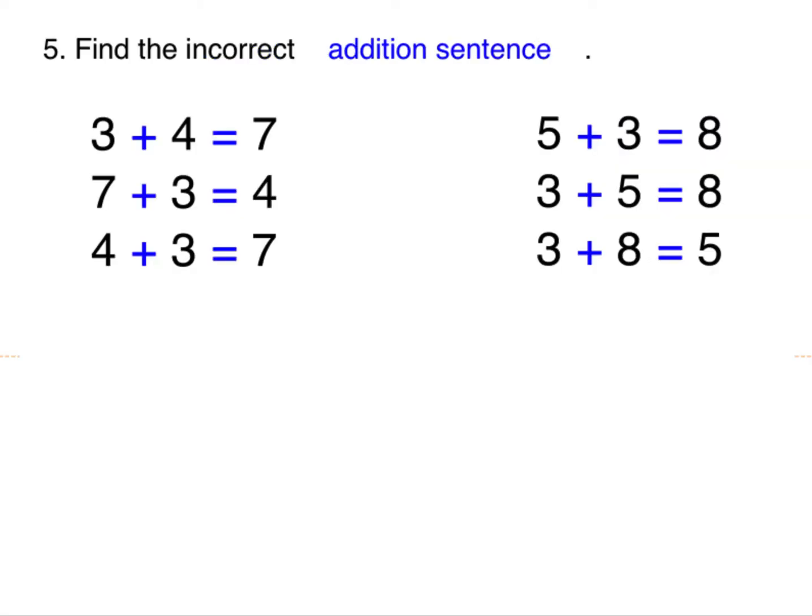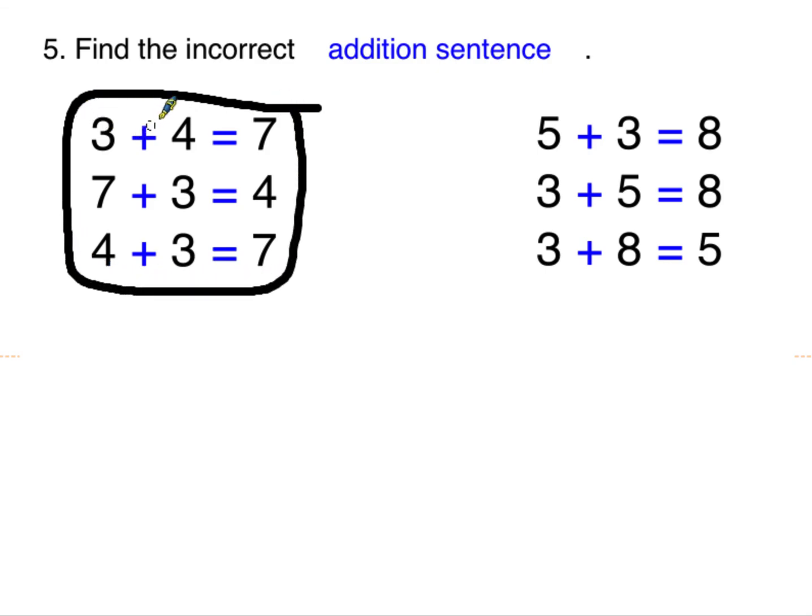So you should find a mistake somewhere. There's a mistake in here. 3 plus 4 equals 7. 7 plus 3 equals 4. 4 plus 3 equals 7. Well, we're doing plus, so the biggest number has to come last. That's not this one. Plus, biggest number has to come last. That's not that one.